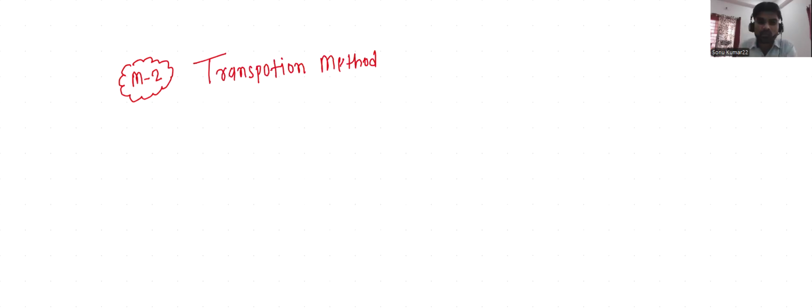In the transposition method, see here, there is an equal sign. The left side of the equal sign is the LHS, and the right side of the equal sign is the RHS. In the transposition method, you are transferring a term from one side to another. Which terms can you transfer? You have to keep in mind that you transfer in such a way that the variable ends up on one side and the constant on the other side.